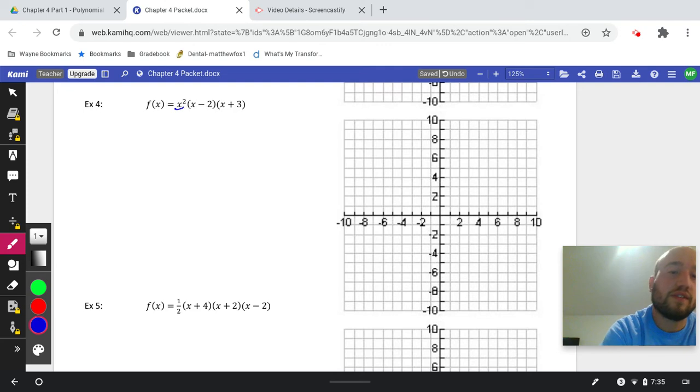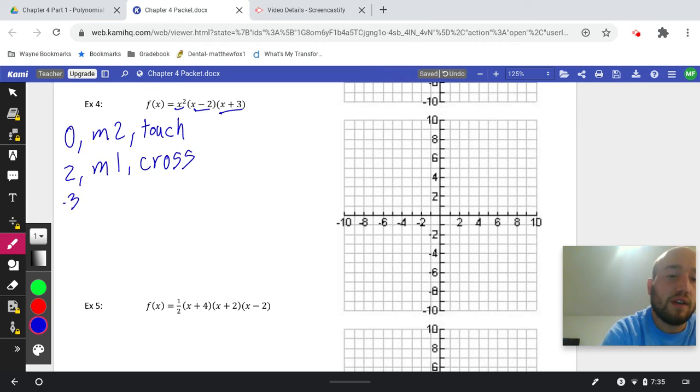So first thing, let's find our zeros. This first one, x squared, is going to have a 0 of 0, multiplicity of 2, which means it will just touch. The second one is 2, multiplicity of 1, which means it will cross. And then our final one has a 0 of -3, a multiplicity of 1, which also means it will cross.